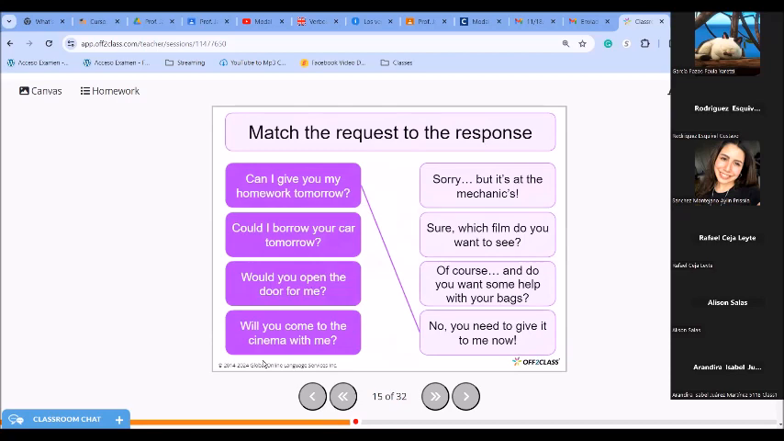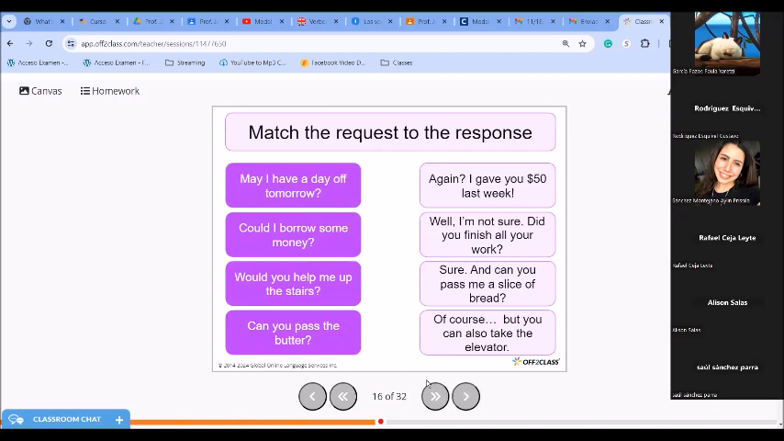All right, Isabel, can you spot the sentence here where we can use would for a polite request? O sea, empiezo con el would. Ah, okay, ya entendí. Would you open the door for me? Of course, and do you want some help with your bags? Perfect. All right. So notice the person is making a polite request and they get a polite response.